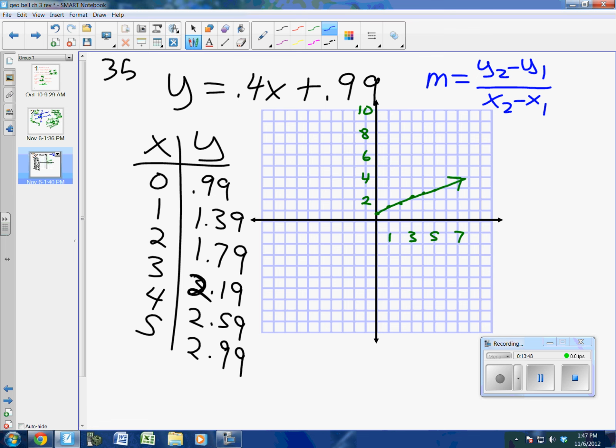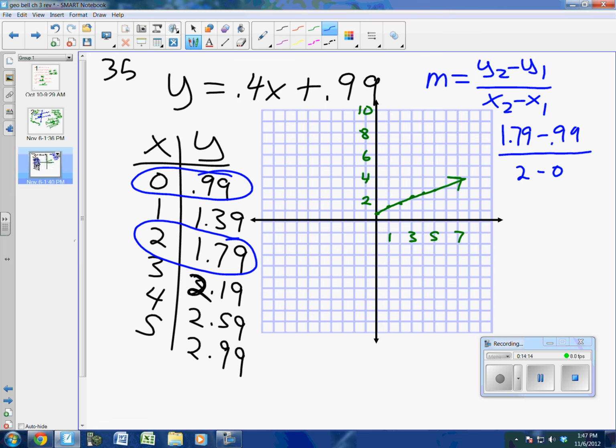Okay, got it? All right, y2 minus y1. I can choose any point as y2 and any point as y1. Which one do you guys want to choose? Okay, let's do those two. I always like to choose the 0 one. So 1.79 minus 0.99 over 2 minus 0.